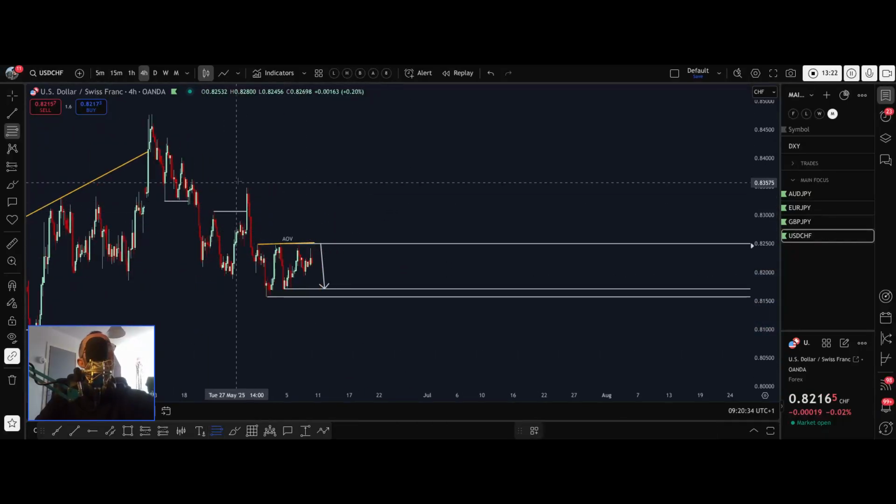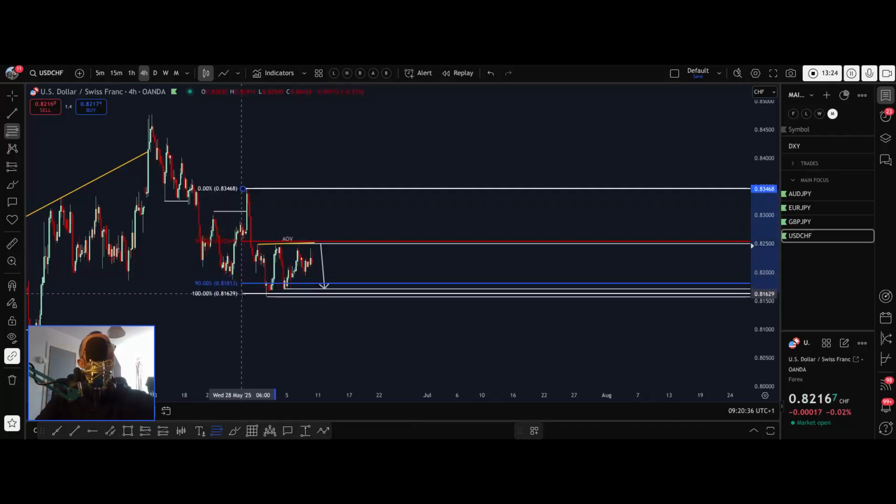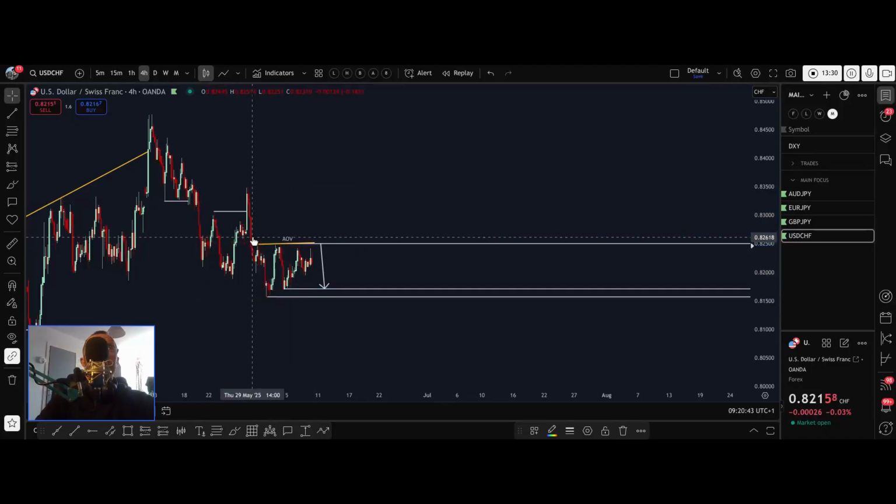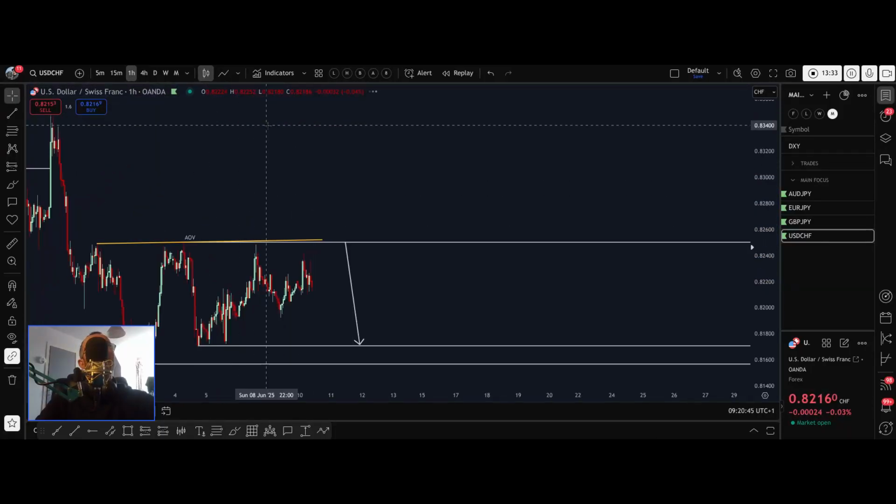I like the fact that if we just measure this, what do you know? I haven't done this, folks. I'm literally doing this on the fly, but that's what I was anticipating. It just so happens to be a 50% pullback. That doesn't surprise me either.